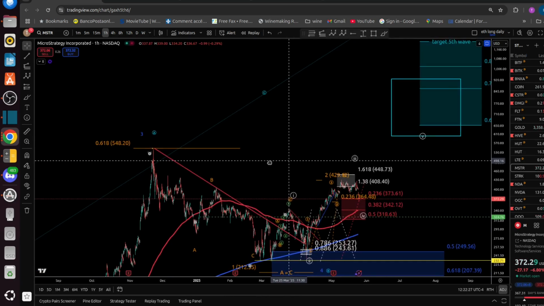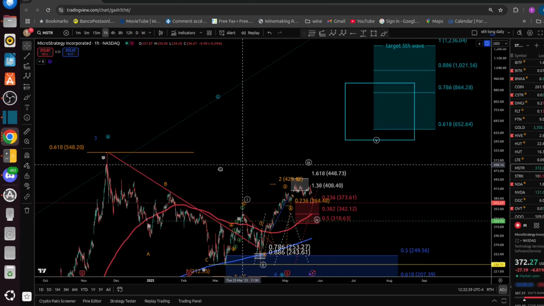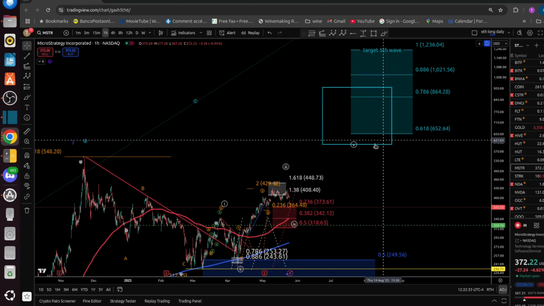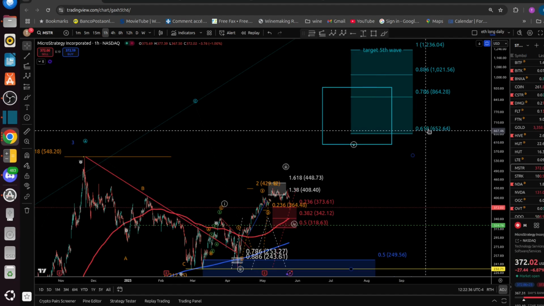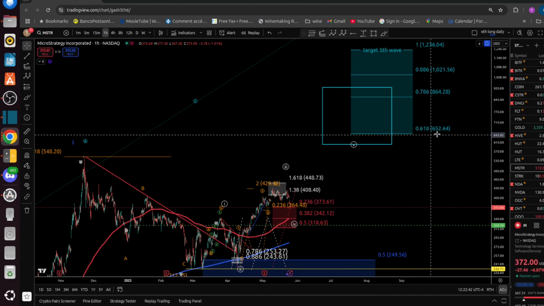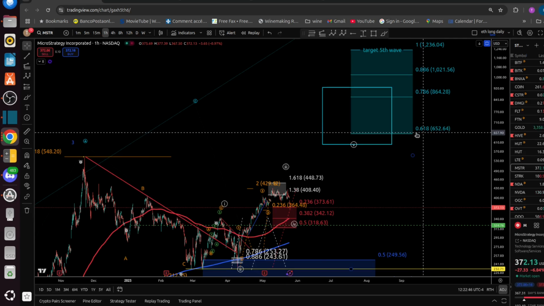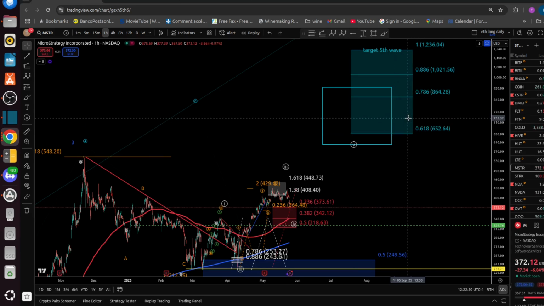So we had 548.20. So 615, 620. I'm saying that because the fib extension, wave 1 plus wave 3, it's reaching $652 for the 0.618 fib extension. Can it go higher? Yes.